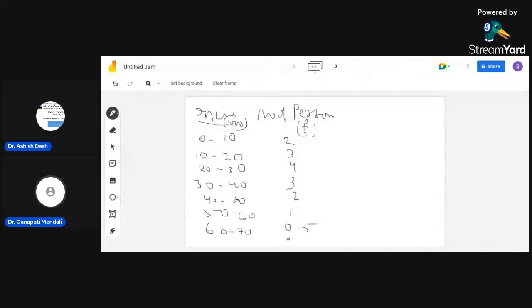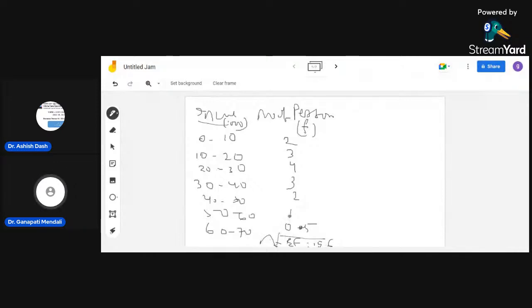Sorry, this is 0.5. 0.5 means if you are taking 100, it is 50. So n is equal to summation of f, that is 15.6. 15.6 means 15.6 what? 1560. That is the n.